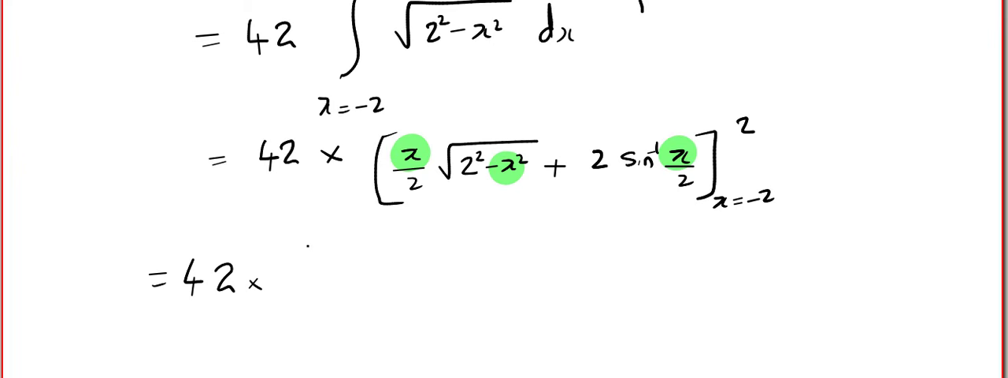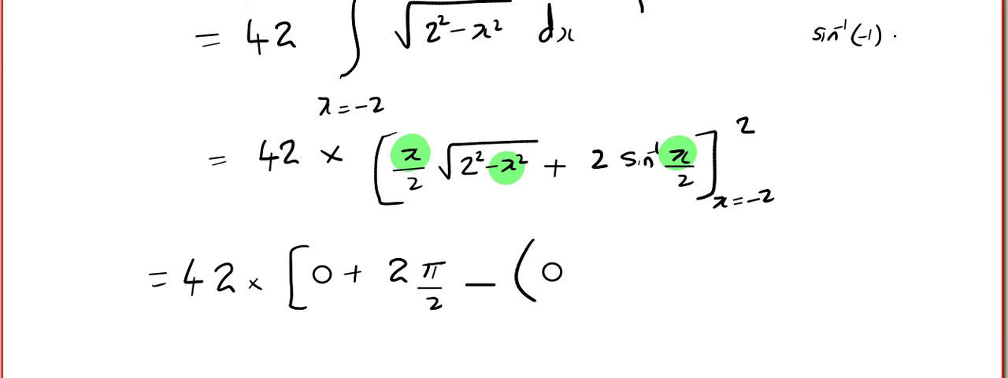So 42 times, when you plug in the upper limit, this is going to be 0, 2 square minus 2 square. Plus it will be 2 sine inverse 2 by 2, that will be 1, that will be pi by 2. Minus, when you plug in the lower limit, again this will become 0, because minus 2 the whole square will give you 0, and this will give you sine inverse minus 1. Sine inverse minus 1 is, minus will come outside, so minus pi by 2.